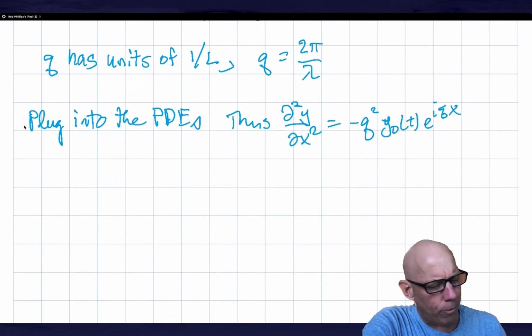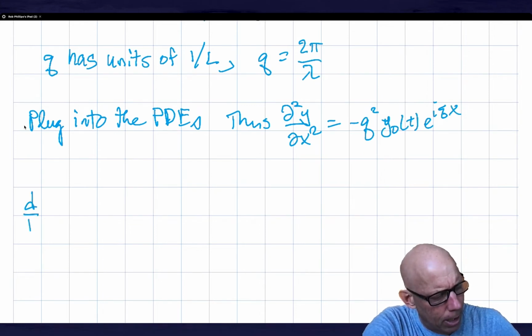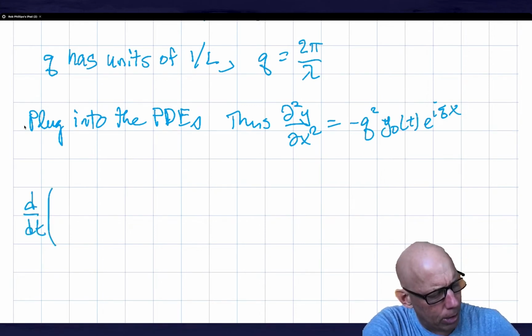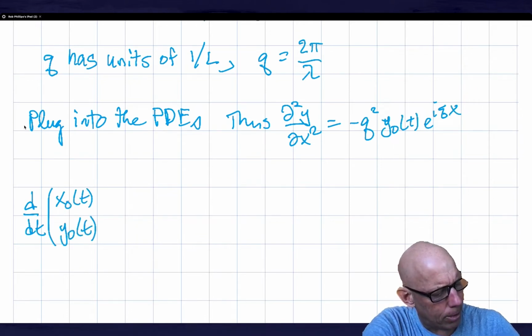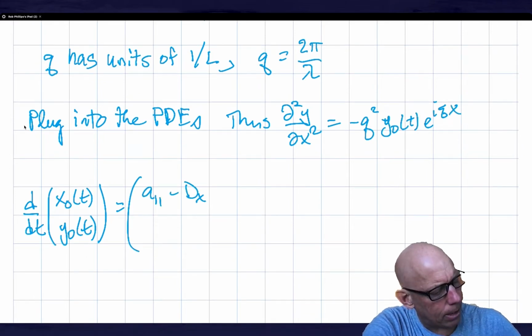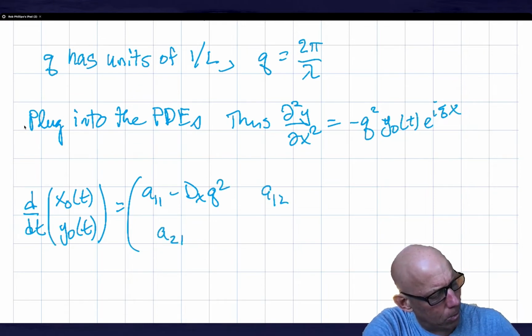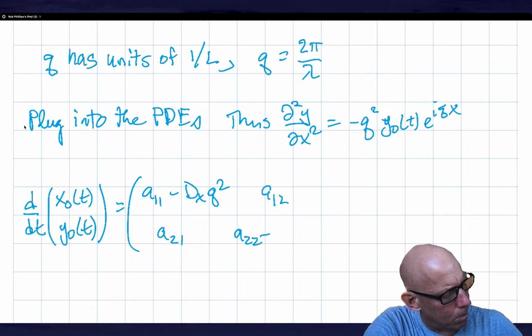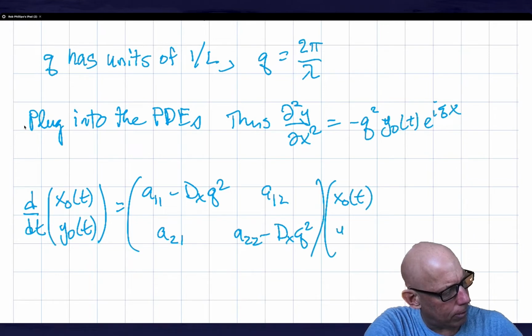So without further ado, I'm going to straight away write this in matrix language. So this is what we're left with as the problem that we need to solve. We're left with a11 minus dx q squared, and then a12, a21, and a22 minus dx q squared, and that's acting on x0 of t, y0 of t.